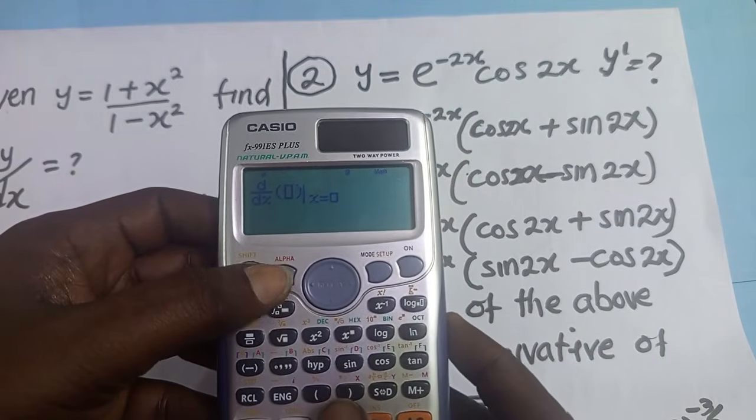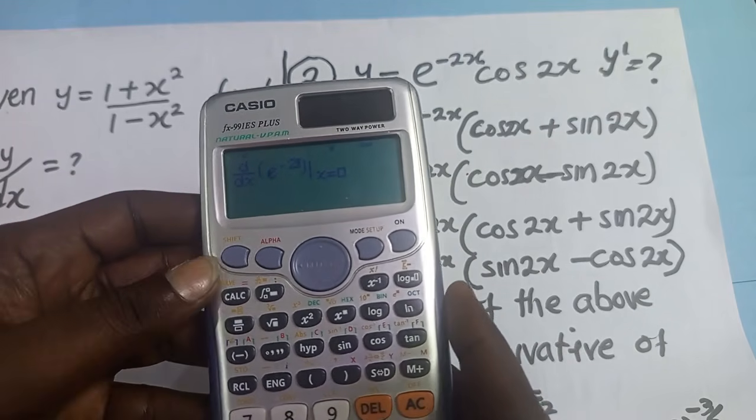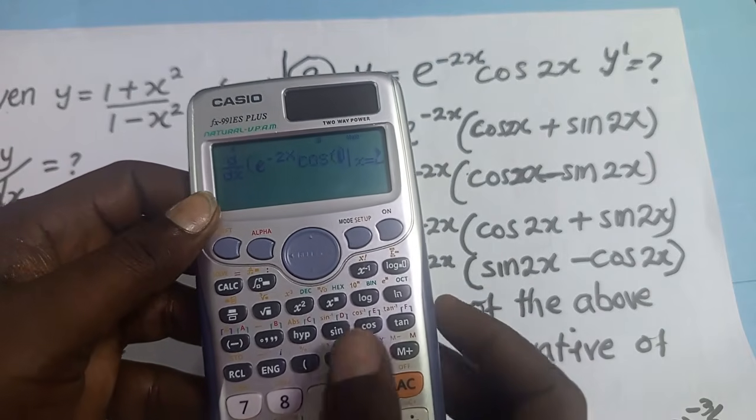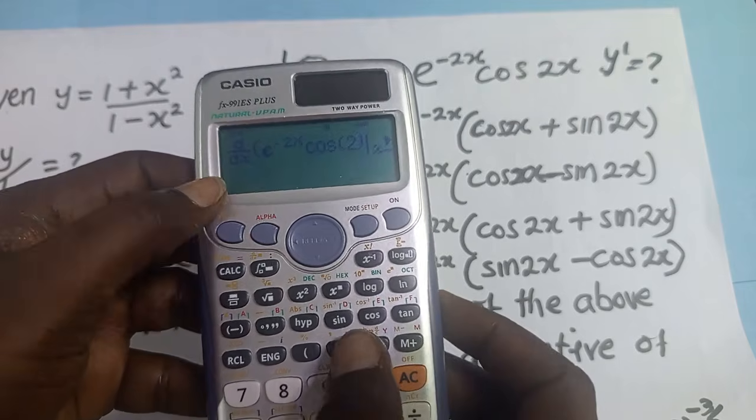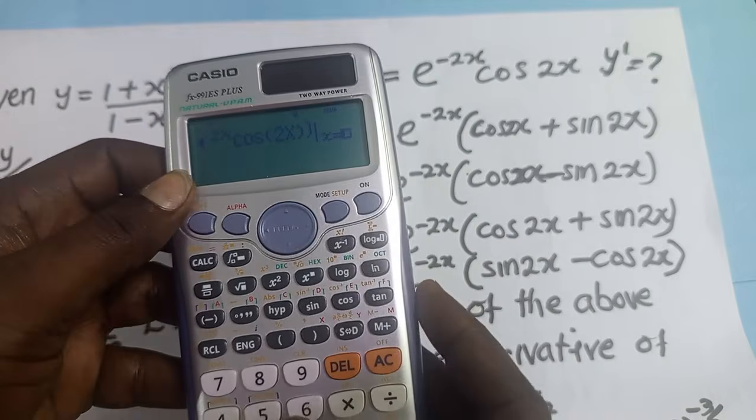So, shift, minus 2 times alpha x, then cos what? 2 shift alpha, then close, then move it to what? 5.